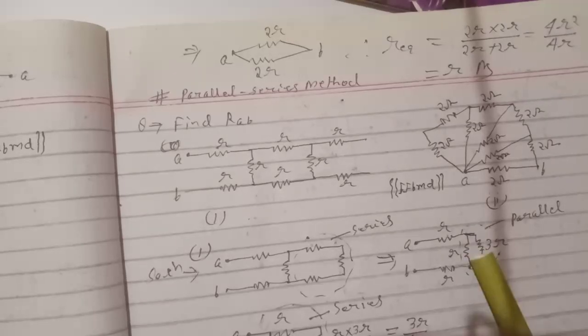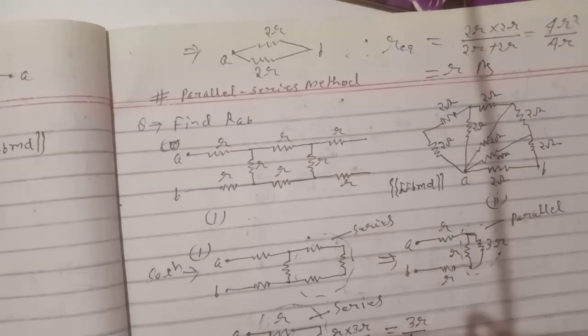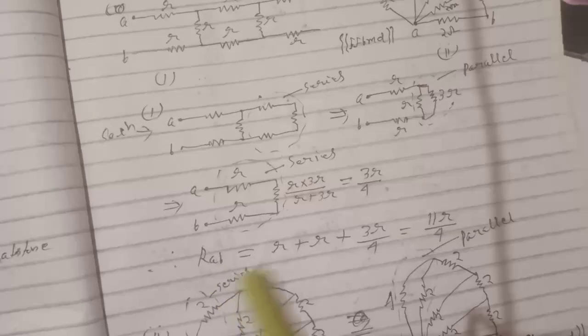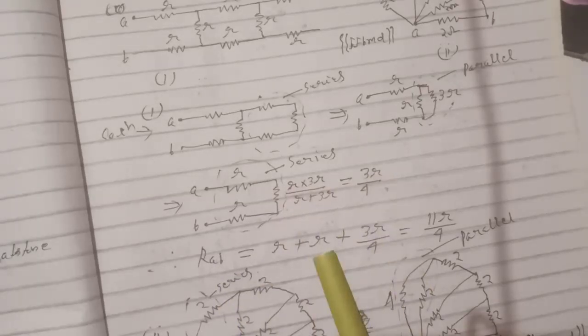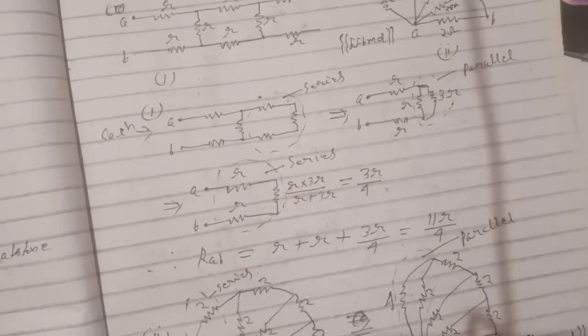Now these two are in parallel. So this is again replaced by one single resistance in series with these two. Here it is shown. R, and this will be R into 3R by R plus 3R. And now these are in series. So we have 3R by 4. Solving it, hence RAB, that is the equivalent resistance between point A and B, will be R plus 3R by 4 plus R, equals 11R by 4. Answer.